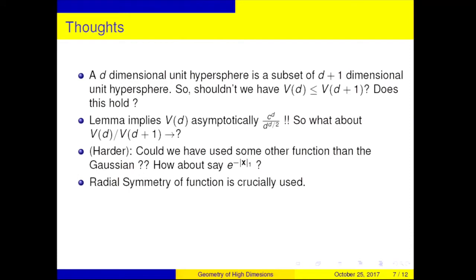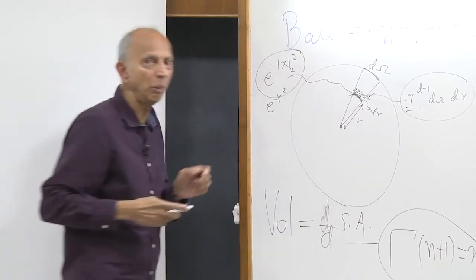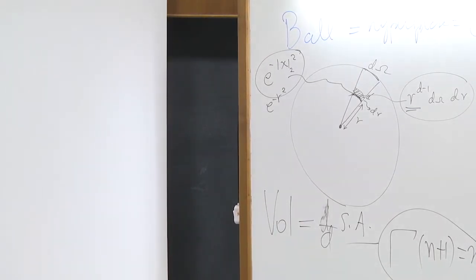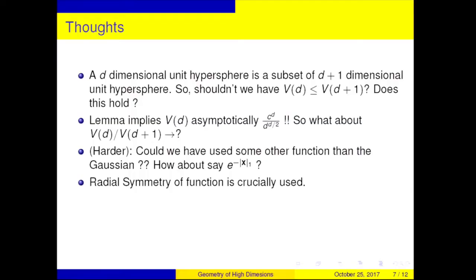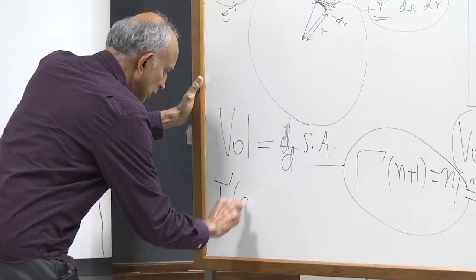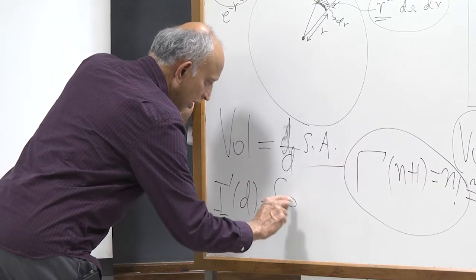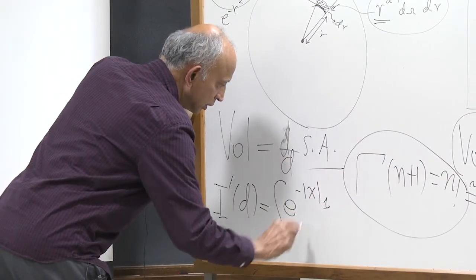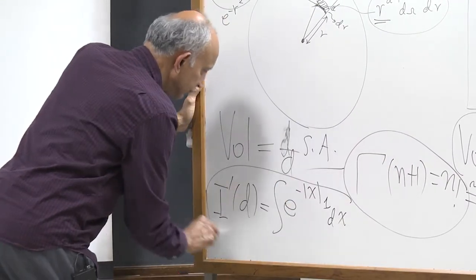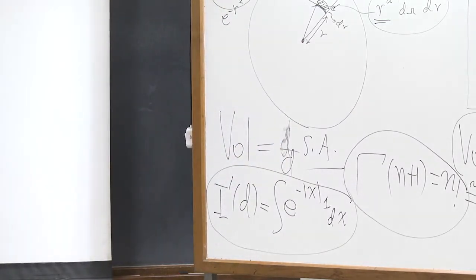Now, is there something else you can do besides Gaussian? So Gaussian is e to the minus x squared, length of x squared. This is Euclidean length. So if you will, the 2 norm, right? So could I have used the 1 norm instead? Okay. So I could try to do the integral, I could try to do I prime d is equal to the integral of e to the minus 1 norm of x dx and try to relate that to the surface area. Can I do that? What might go wrong if you try to do that?